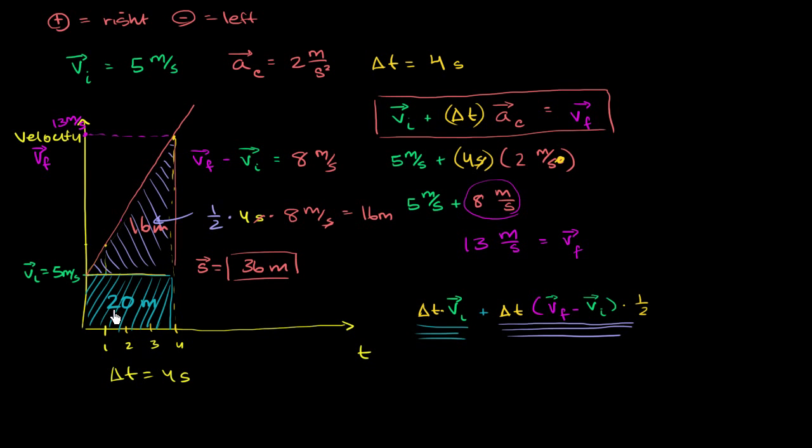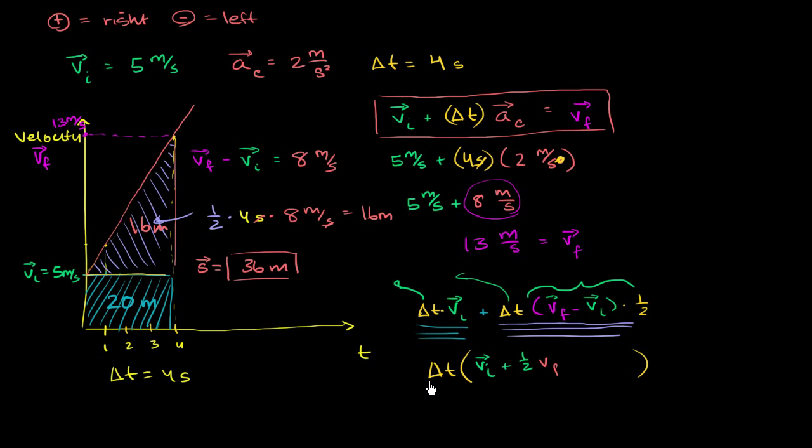Let's simplify this a little bit. Let's factor out a delta t. So if you factor out a delta t, you get delta t times a bunch of stuff: v sub i, your initial velocity, plus this thing right over here. And we can distribute the 1/2. We factored the delta t's out. Let's multiply the 1/2 times each of these things. So it's going to be plus 1/2 times vf, our final velocity.